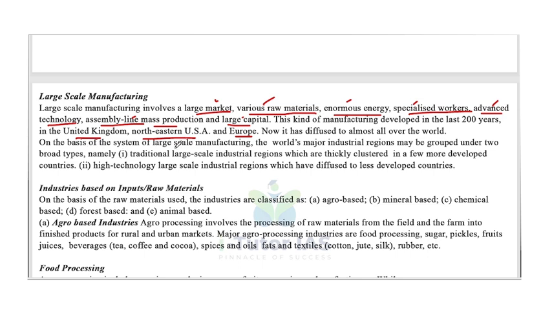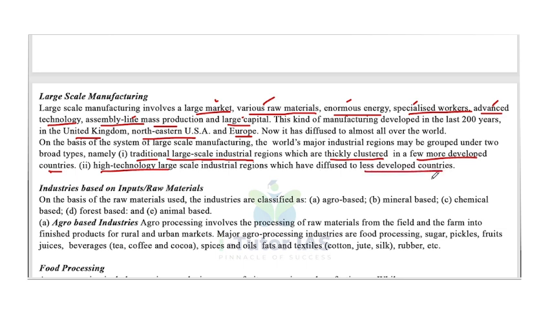On the basis of the system of large-scale manufacturing, the world's major industrial regions may be grouped under two broad types. First, traditional large-scale industrial regions, which are thickly clustered in a few more developed countries. Second, high-technology large-scale industrial regions, which have diffused to less developed countries.